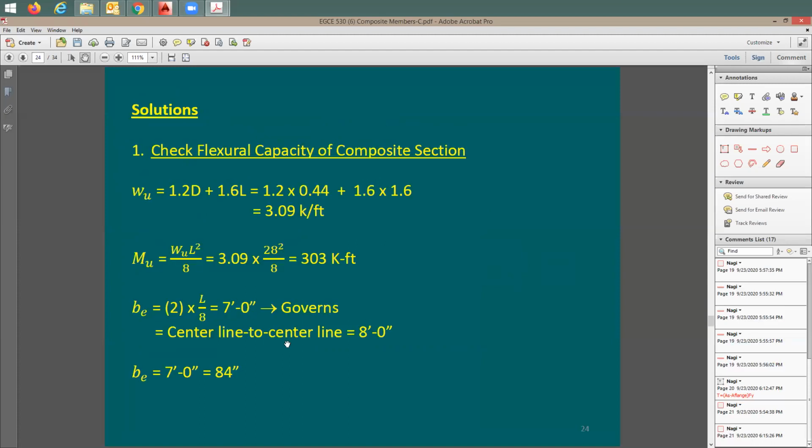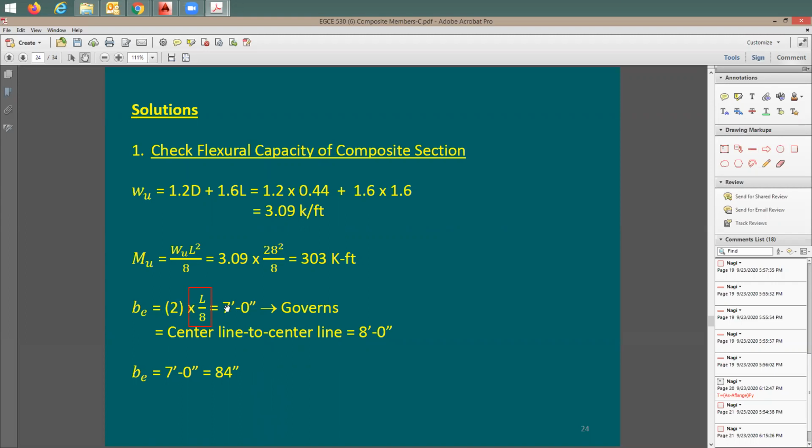So I'm going to say, first, let's figure out the demand. You guys are good now with determining the demand, right? You know what's going on here. Here is the ultimate load. Here is the ultimate moment, right? Here's the effective width of the beam. I'm going to say it's going to be 2 times the span divided by 8. Are we all good about this, span divided by 8 times 2? The code says it's going to be 1/8 of the span on each side. I have 2 sides because this is an intermediate beam. So I'm going to say times 2.